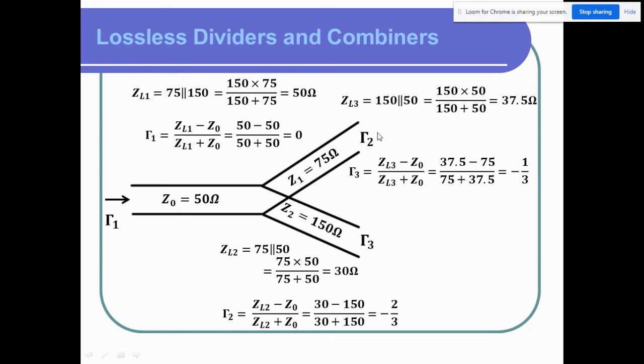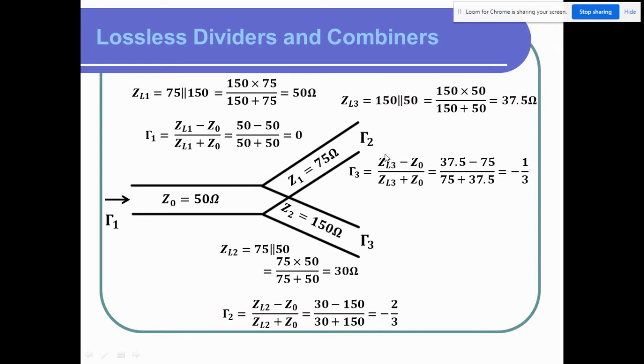Now we look into this one. Once we look into this one, then this and this become the load impedance, which is in parallel. So we calculate the same way that we calculated this one. 150 parallel to 50, these two. So we get 37.5 ohm. This is a mistake, I believe, but you correct it by yourself. It's just calculation.